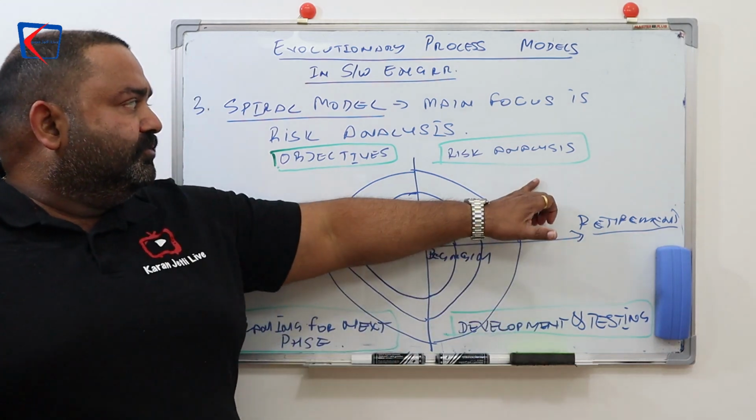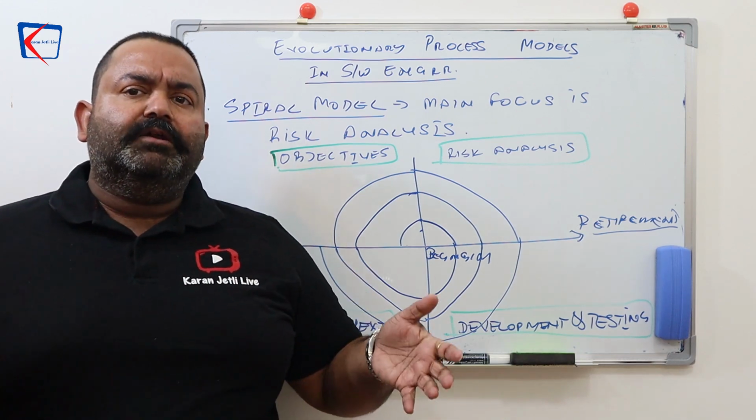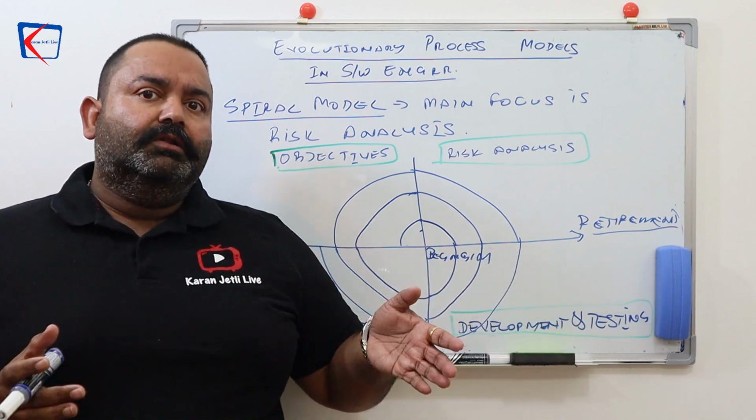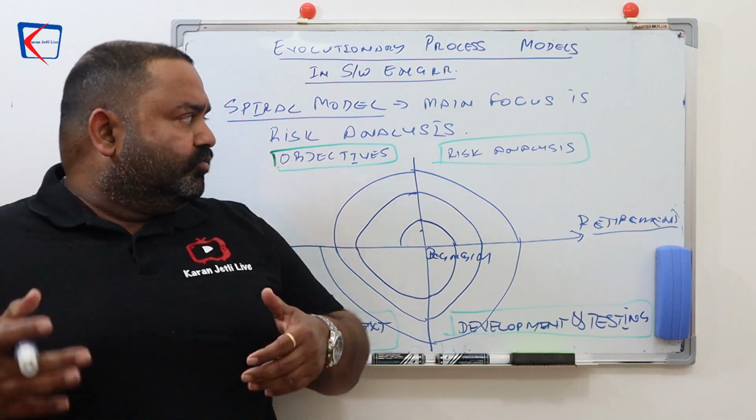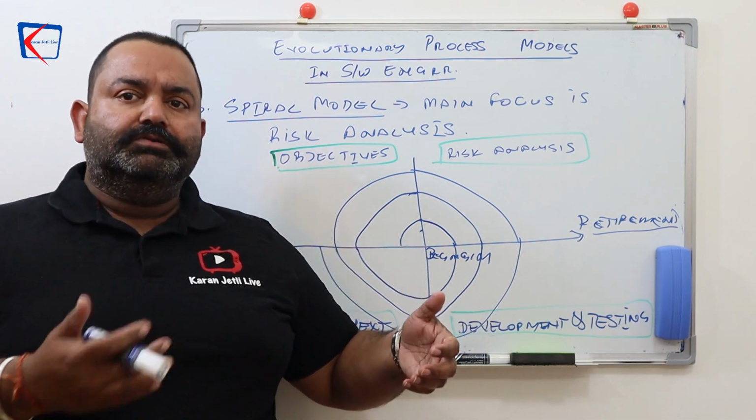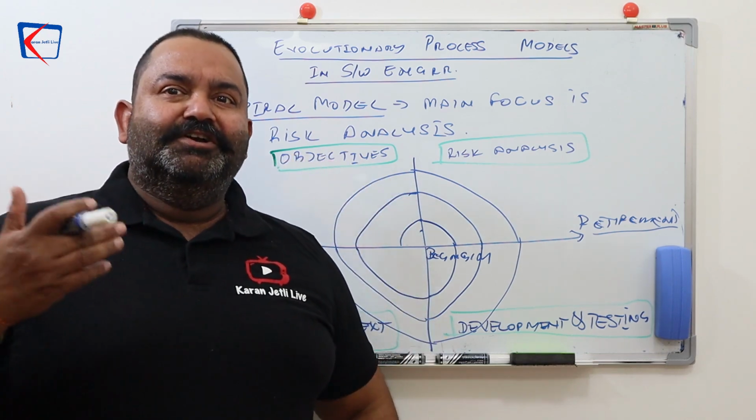So what is this approach called? It is called the spiral model. And in the spiral model, our main focus is the risk analysis, which no other model does. So quickly we will revise all the three models and what the main core focus of each model is.